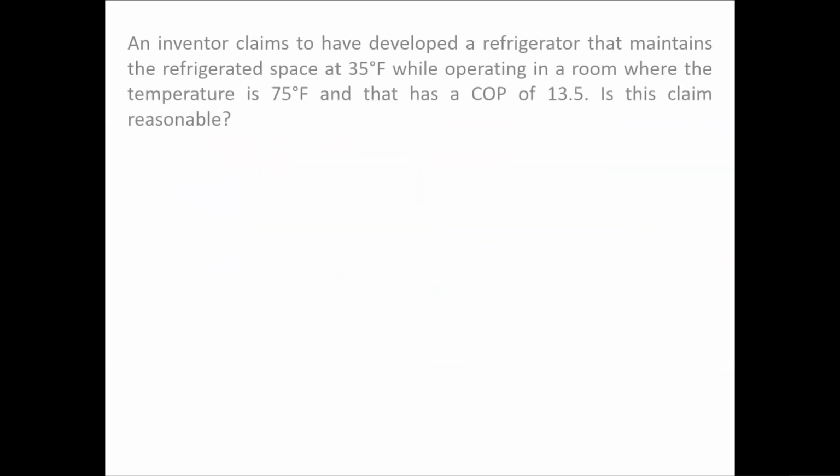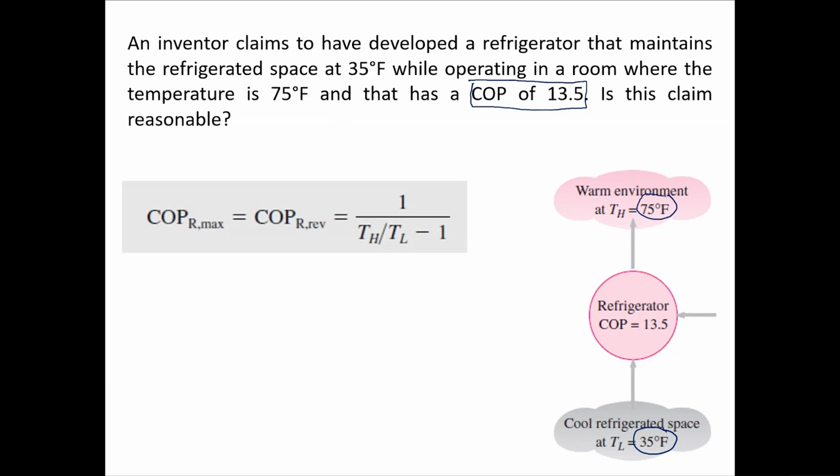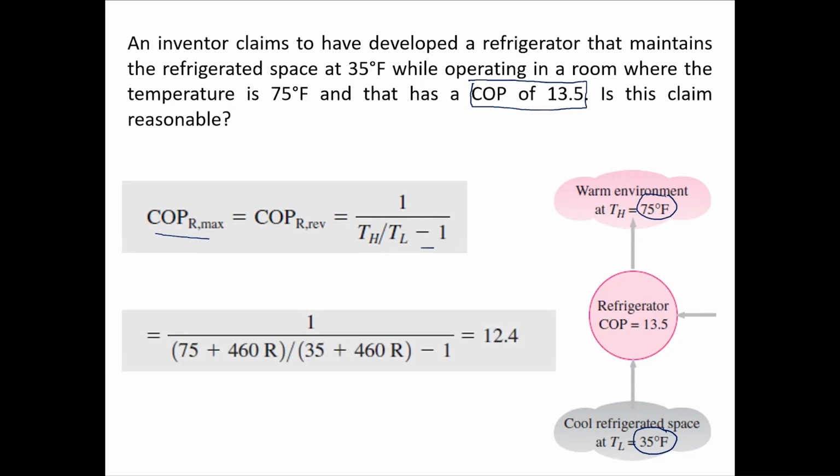Now, an inventor claims to have developed a refrigerator that maintains the refrigerated space at 35 Fahrenheit, by operating in a room where the temperature is 75 Fahrenheit, and the coefficient of performance of this refrigerator is 13.5. You have to verify this claim. Simple thing: determine the maximum possible coefficient of performance for the refrigerator, which is 1 over TH over TL minus 1. You plug in the values, and you see that the coefficient of performance comes out to be 12.4.